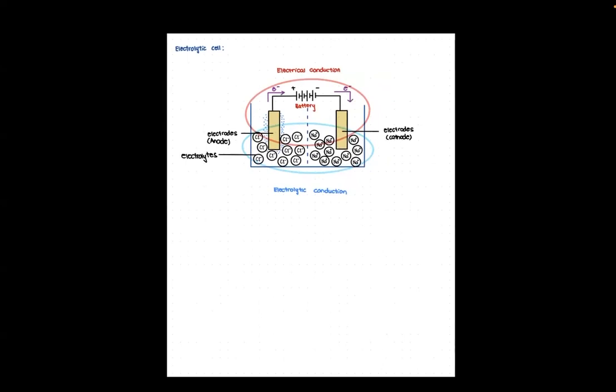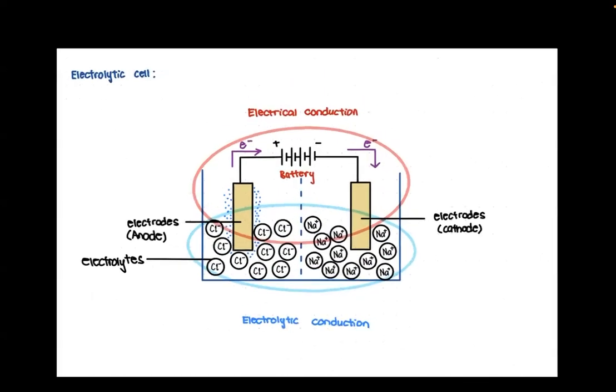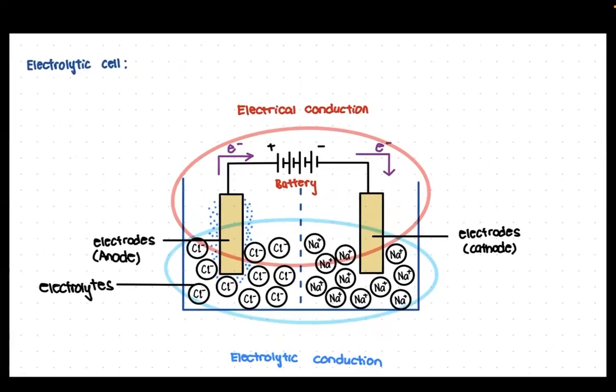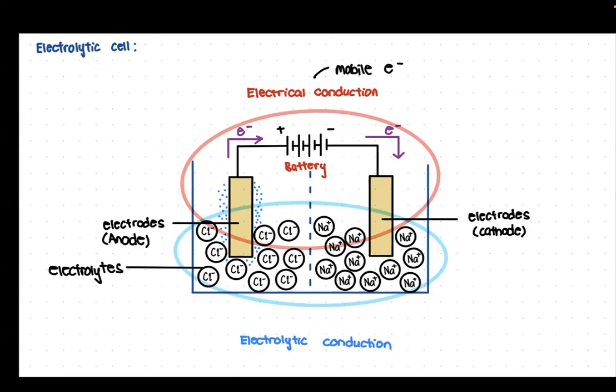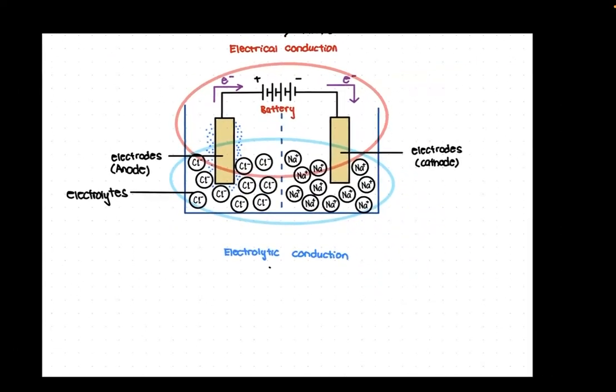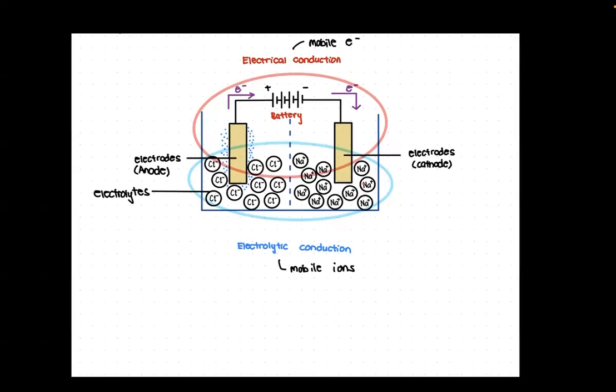So both have different names and they both do different things. So electrical conduction is by our anode and cathode and they have mobile electrons. Okay? This allows the electrical conductivity. Then our electrolytic conduction consists of our electrolytes and they contain mobile ions. So all this movement of electricity through the mobile ions and electrons is the thing that allows this whole thing to run, the whole current to run.